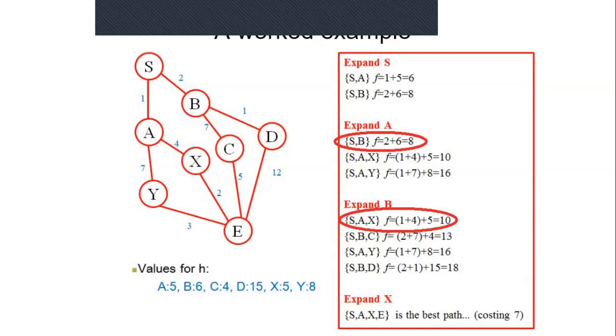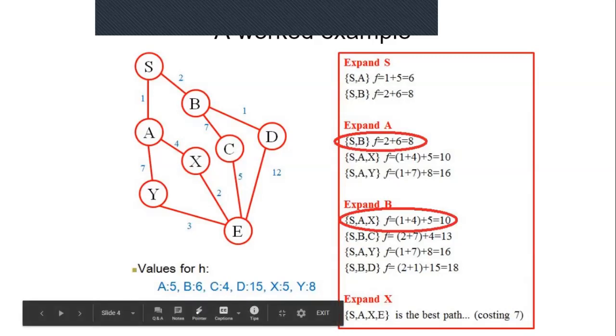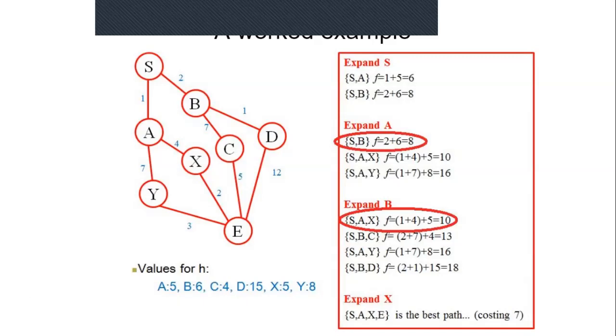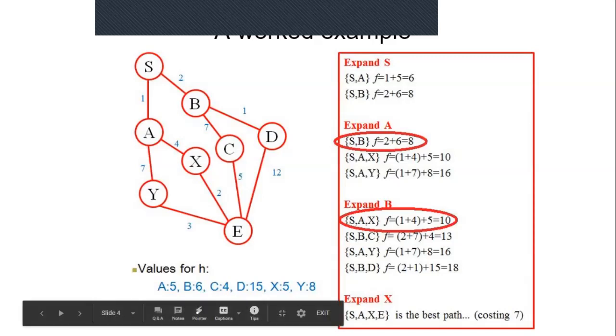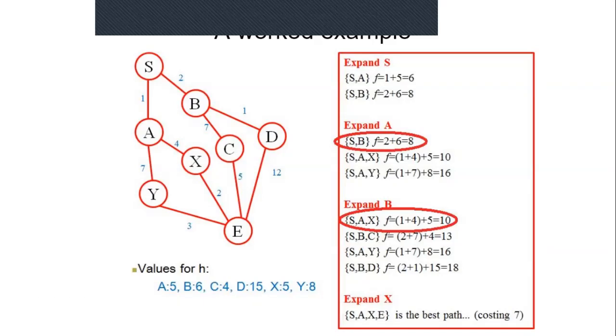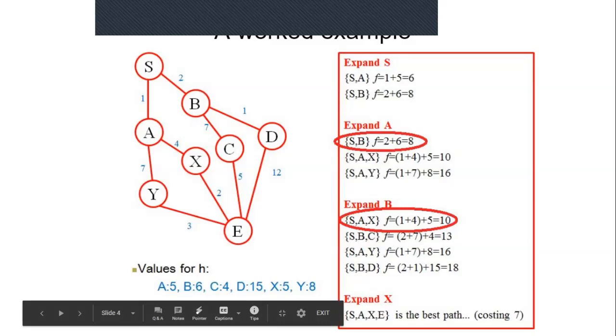So when we expand A, we can either go to X or to Y. If we go to X, similarly it gives us 10 and 16. So here the minimum is S to B, so we expand B again. From B we can go to C and D and retain SAX and SAY. When we go from S to B to C, we get the cost is 13, and from S to B to D is 18. So the minimum here is S to A to X, which is 10. Hence from X, we again expand and we get E, and the cost is 7.